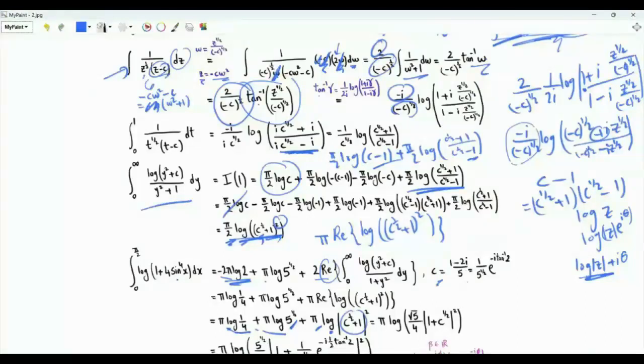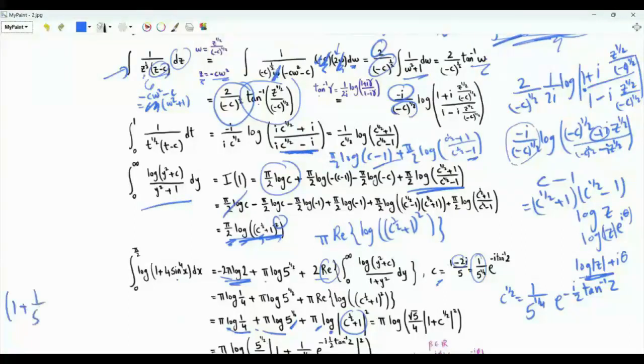c is 1 minus 2i over 5. In polar form, this is 1 over the square root of 5, e to the power i times the tan inverse of minus 2 over 1. The principal square root is 1 over 5 to the power 1 over 4, e to the minus i over 2 tan inverse 2. We add 1 and then take the magnitude squared.